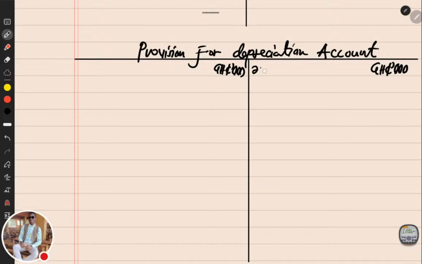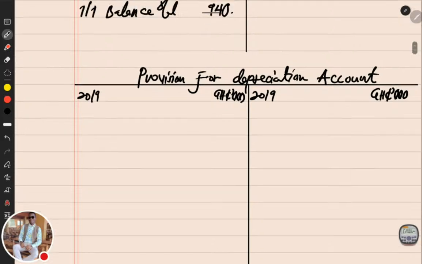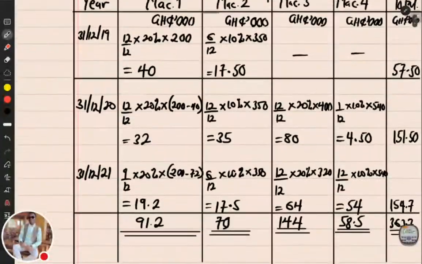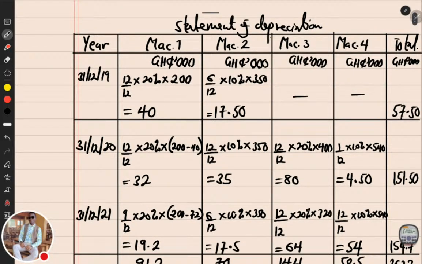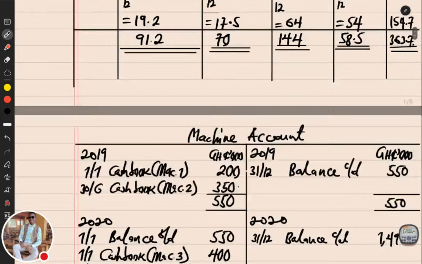So we have 2019. For 2019, what was the depreciation that we provided? That's what we're going to send into the profit or loss. The total figure was what? 57.50. So here we take the totals and send it straight in.